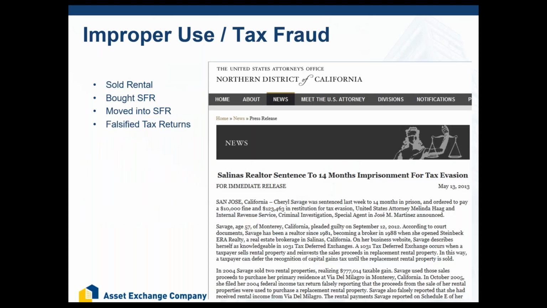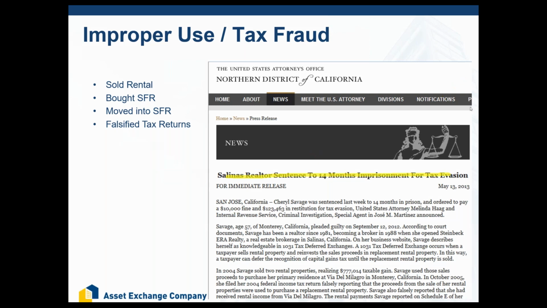All right, what else can happen to screw up an exchange? This is a big one, ladies and gentlemen. This is a big one. Improper use of your 1031 exchange property. In fact, this is such a big deal that people go to jail for improper use and tax fraud related to their 1031 exchange. All right, let's take a look at this press release.